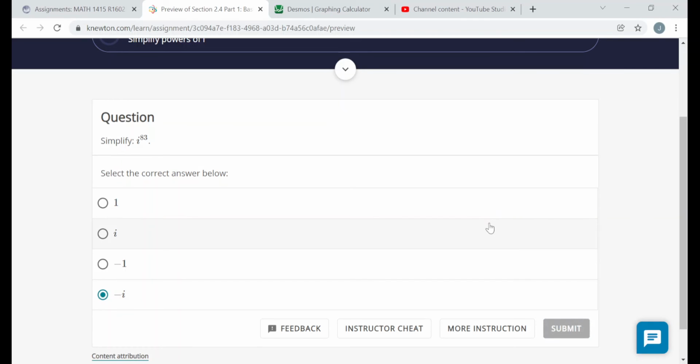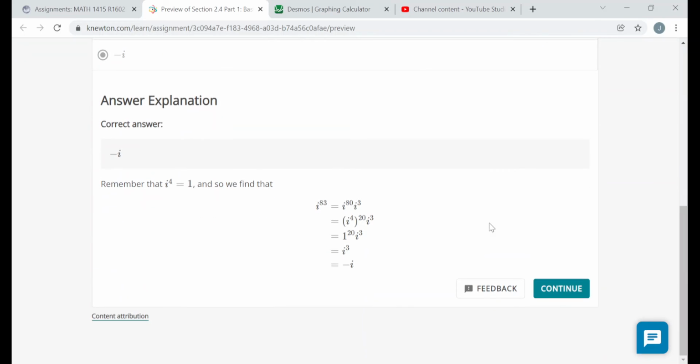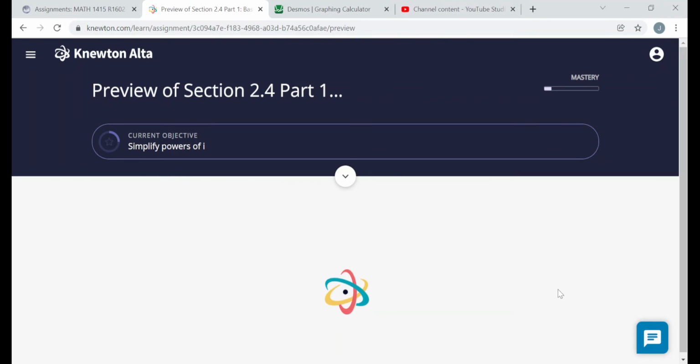Submit. And again, after every question, there's answer explanations. It would be beneficial to read through those just to make sure you understand why you got something right, or definitely why you got something wrong. All right, so moving on.